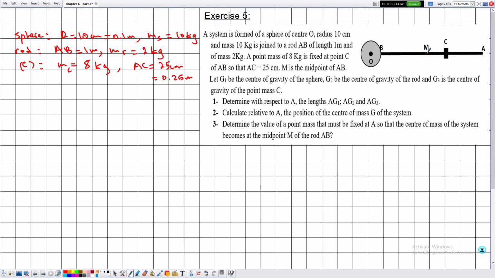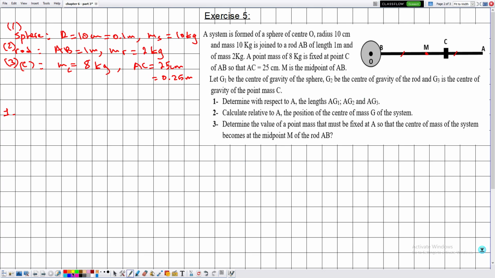They are telling me that M is the midpoint of AB. So we have that this is equal to this. Let G1 be the center of gravity of the sphere. So this is labeled by the object 1. G2 be the center of gravity of the rod. So this is labeled by 2. And G3 is the center of gravity of the point mass, which is given by 3. So number 1.